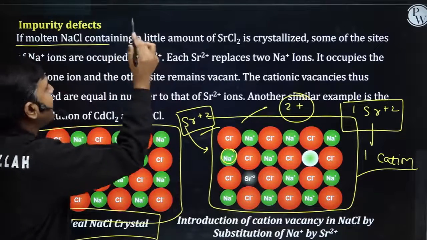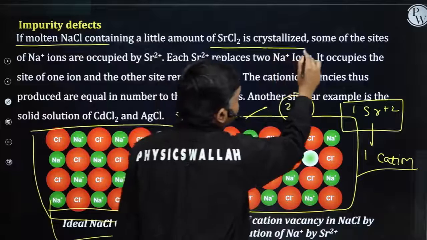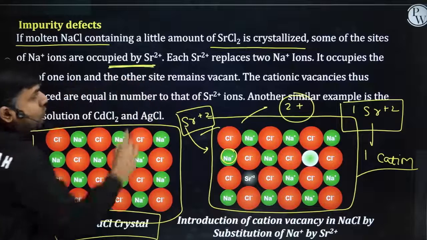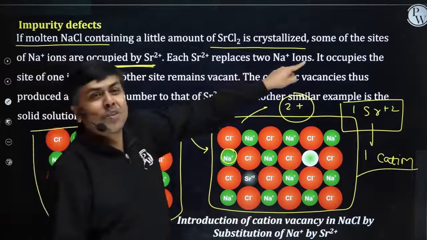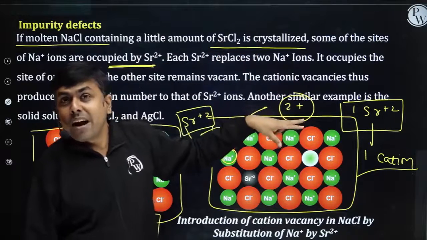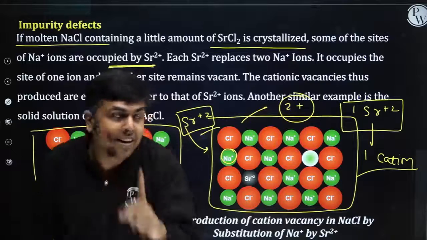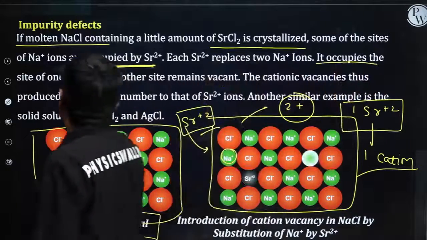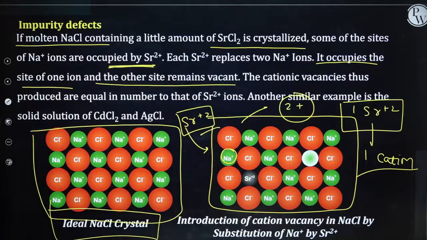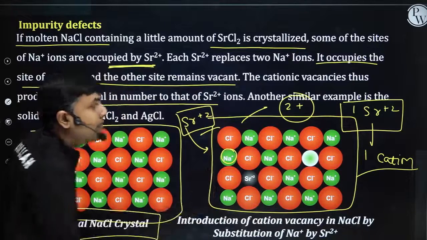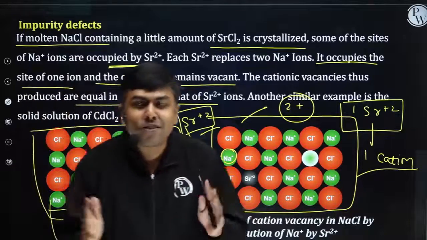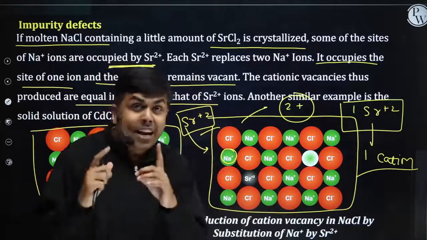If molten NaCl containing a little amount of SrCl2 is crystallized, some of the lattice sites of Na⁺ are occupied by Sr²⁺. Each Sr²⁺ replaces 2 Na⁺ ions. I have removed 2 Na⁺, I have added 1 Sr²⁺, still there is 1 cationic vacancy. It occupies the site of 1 ion and the other site remains vacant. The cationic vacancies thus produced are equal in number to that of Sr²⁺. Am I clear, students?